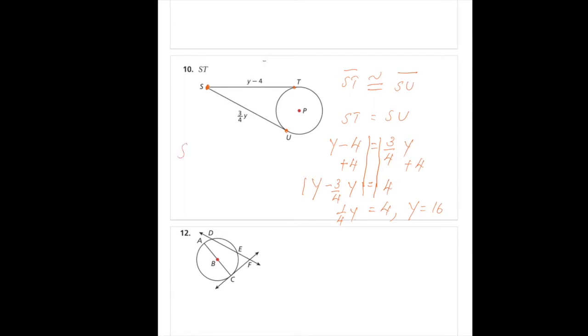So Y equals 16, but that's not the answer. ST is Y minus 4. So that means 16 minus 4, which is 12 units. You need to pay attention to the question, because sometimes if it is a multiple choice, they will give you 16 as an answer, and as soon as you get the value of Y, you think, oh, that's the answer. No, you need to look back and see what they ask you for. They asked you for the length of ST, which is Y minus 4. Substitute and find the answer.